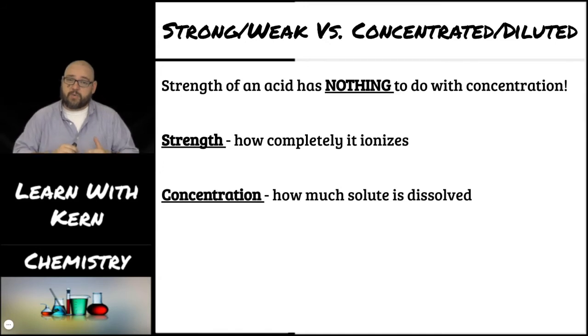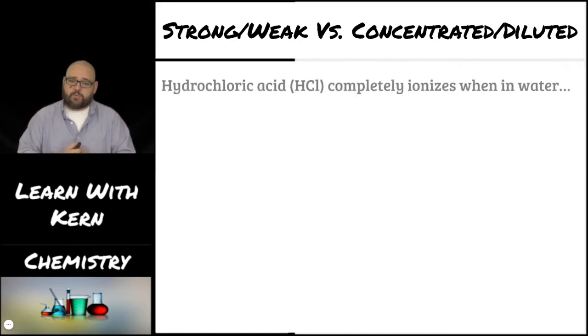Concentration, as we talked about in the solutions videos, is how much solute is dissolved. So you can have a whole lot of an acid dissolved, but not very much of that acid is going to ionize. It can still dissolve and not ionize. So strength is how much it ionizes, concentration is how much is dissolved. So let's look at some examples.